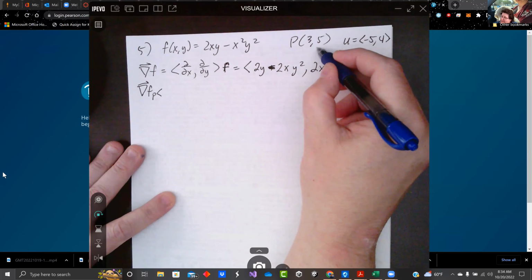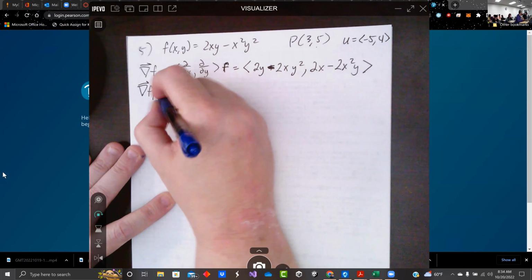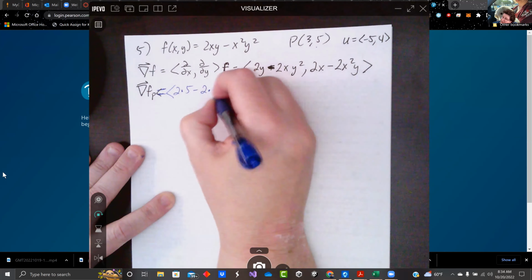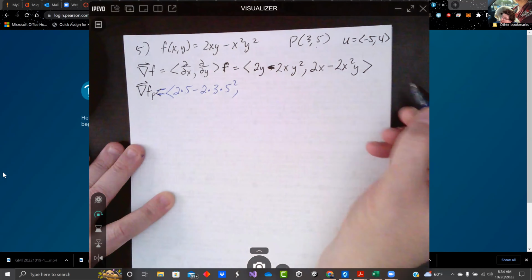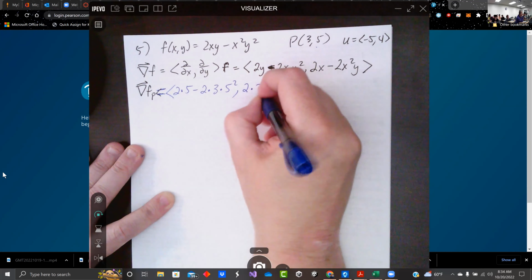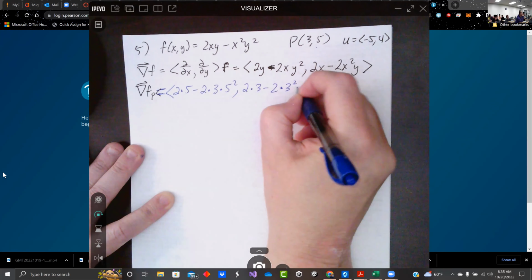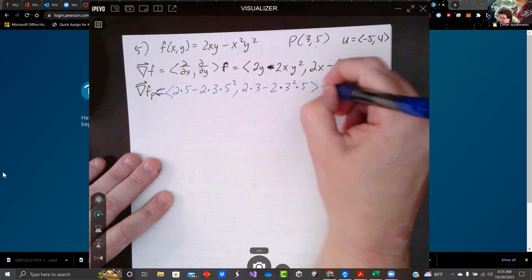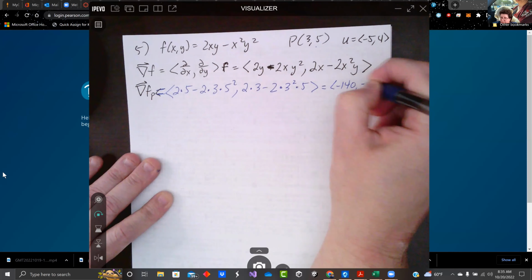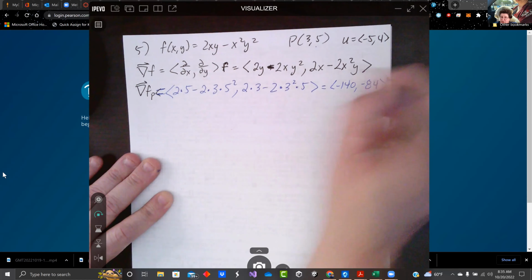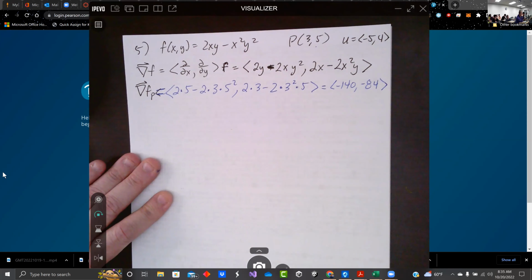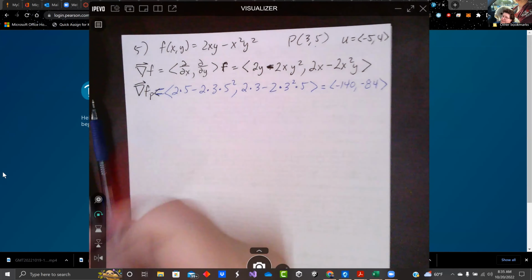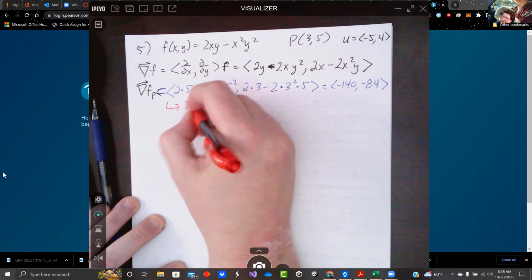We're plugging in 3 and 5. I'm just plugging in the values. And when we work that all out, we get negative 140 and negative 84. So that direction, answering the last question first, is the direction of the greatest rate of change.